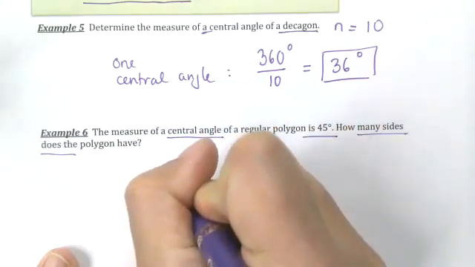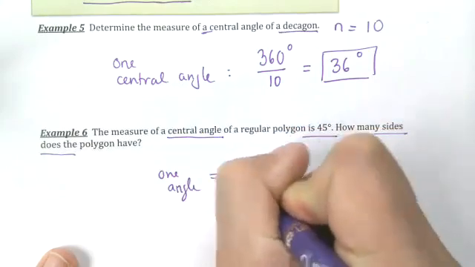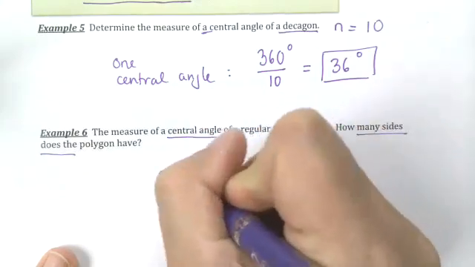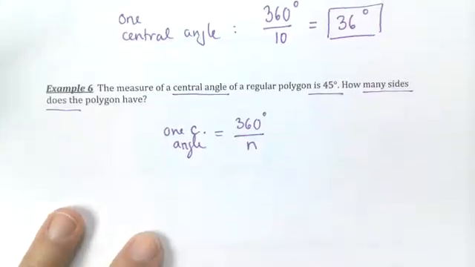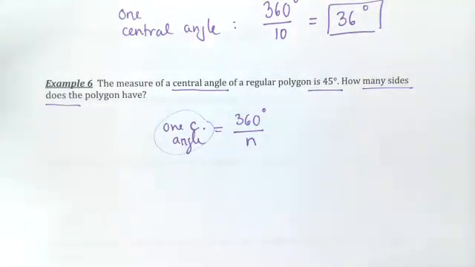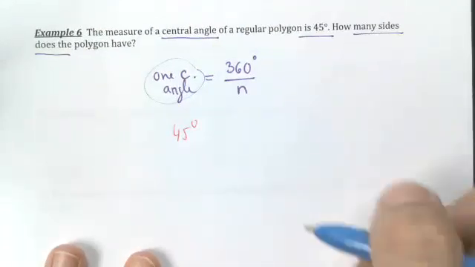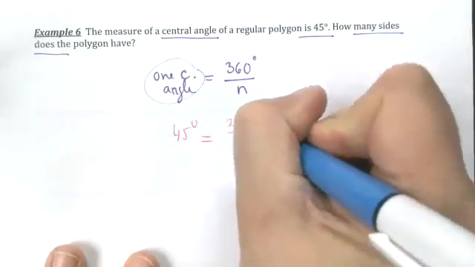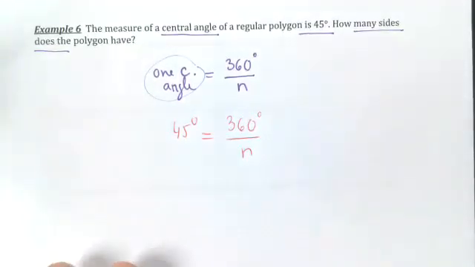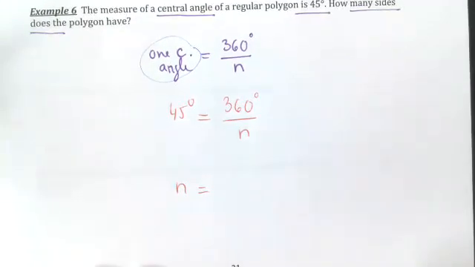So one central angle equals 360 divided by n. So the central angle, we already know what it is, it's given: 45 degrees equals 360 divided by n. N equals what? Let's see.